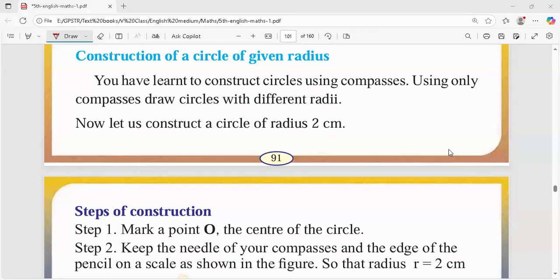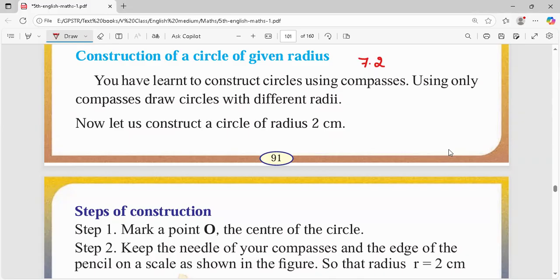In this video, I am discussing 5th standard mathematics, chapter 7, circles, exercise 7.2. Before going to the exercise, let us see some basic concepts.